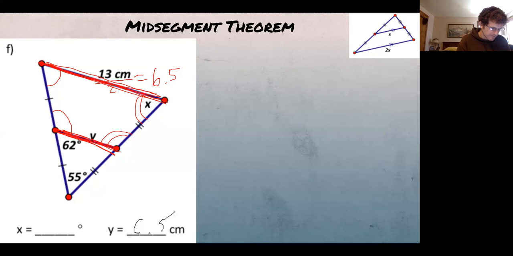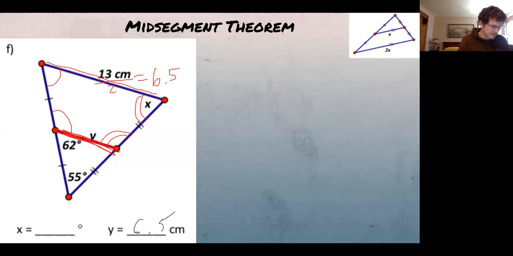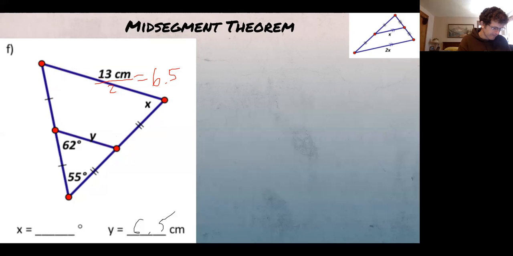Any other thoughts on it? Would be 62 plus 55 plus x equals 180. You got it. That is it. Okay. Does anyone remember the name we have for that? 62, 55, and I'm going to go ahead and put an x right here.